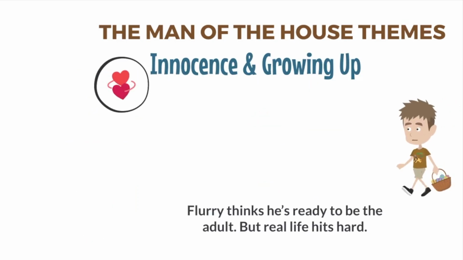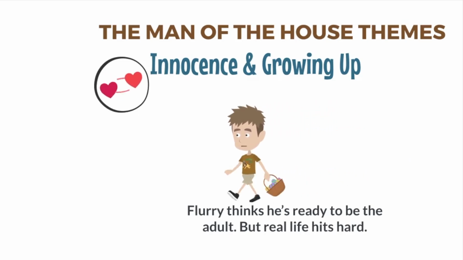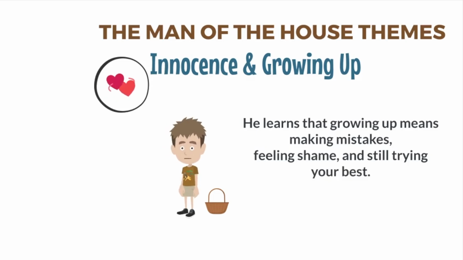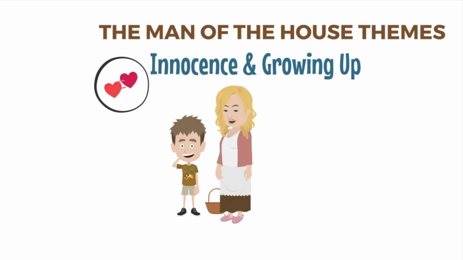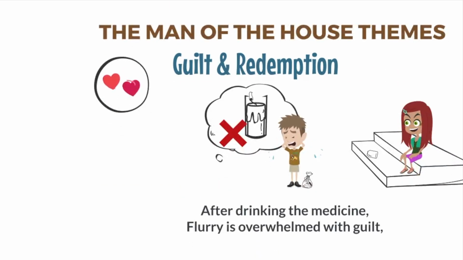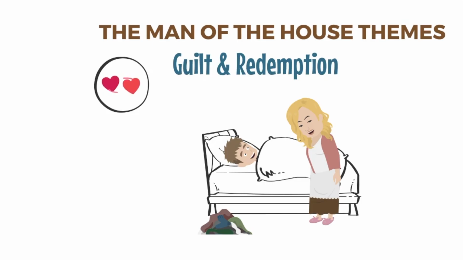Then we've got innocence and growing up. Flurry thinks he's ready to be the adult, but real life hits hard. He learns that growing up means making mistakes, feeling shame, and still trying your best. Therefore, he realizes he's not ready, and that's okay. We also see the theme of guilt and redemption. After drinking the medicine, Flurry is overwhelmed with guilt, but when he confesses, his mother forgives him. His honesty leads to peace.